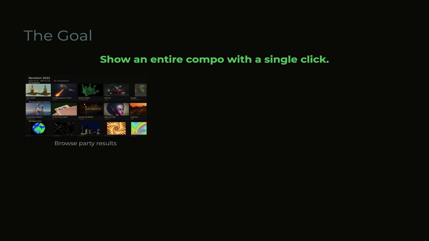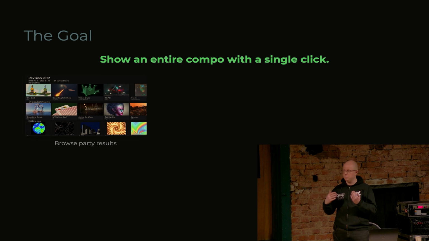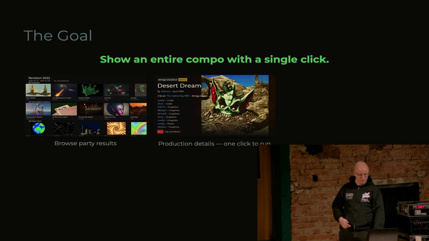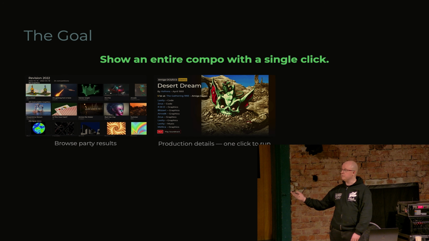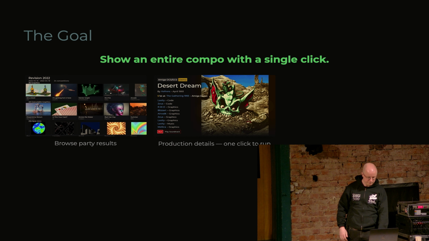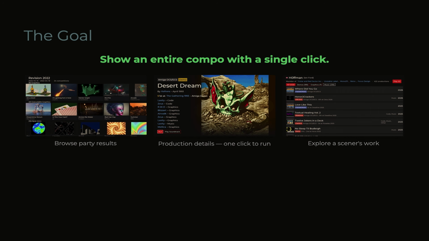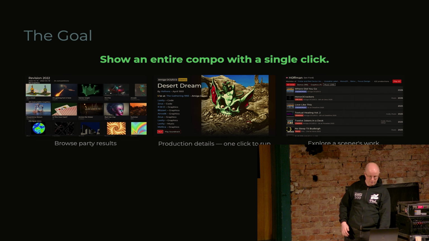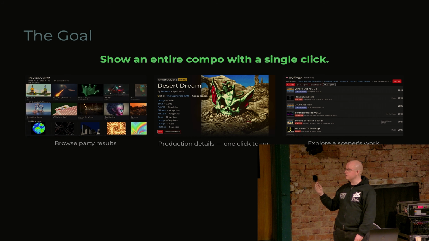And as part of that, you should also be able to browse party results very easily from this front end. You should be able to see production details. You should be able to just press run, and you should be able to see it. And of course, as part of this, you want to be able to explore different scene works as well. So you should be able to play music, see graphics, all that stuff in this.